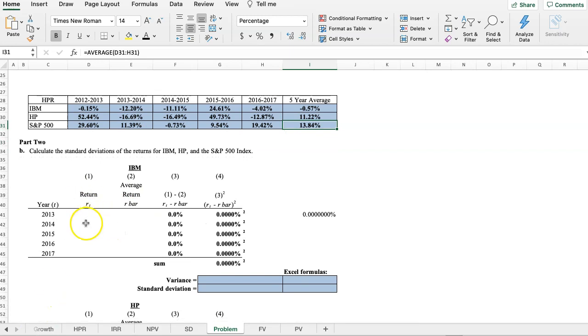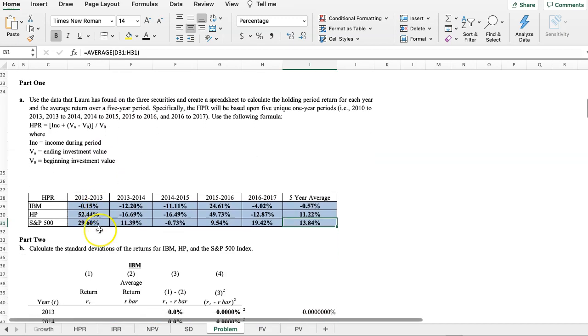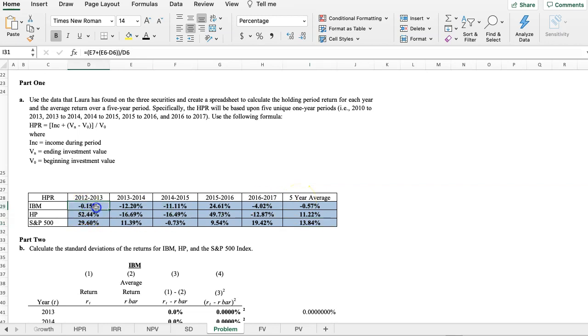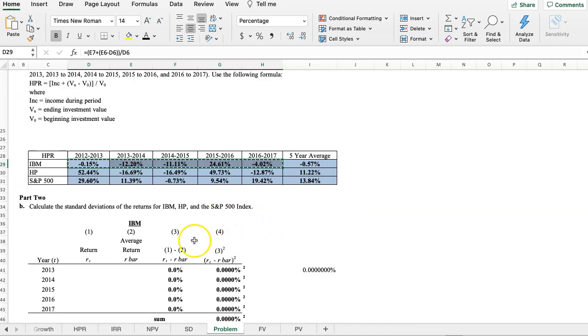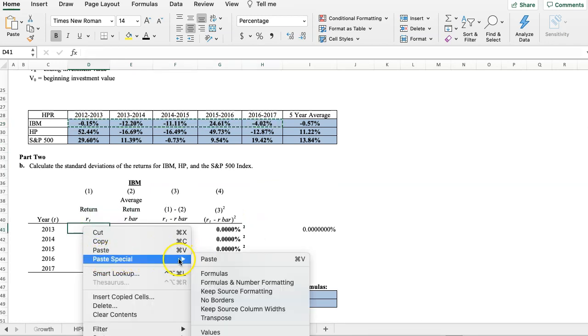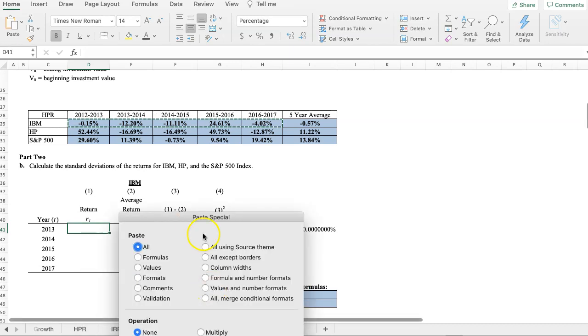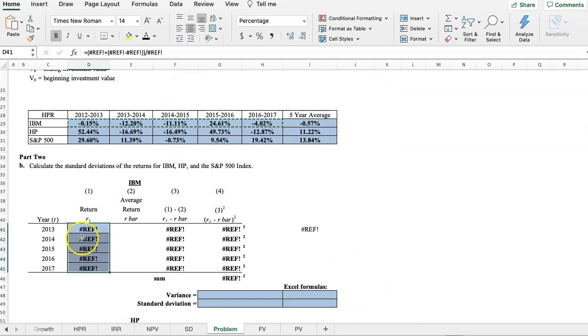So now they calculate the standard deviation using something similar to how they map it out in the book. So here, this is for IBM, and we want to do the returns for IBM. So I'm going to go up here. Here are the returns for IBM. So I'm going to highlight these and copy this. And then here I'm going to do a tricky thing. I'm going to do a paste special. And then I'm going to get this paste special box. I'm going to transpose, and you see, you get this reference.